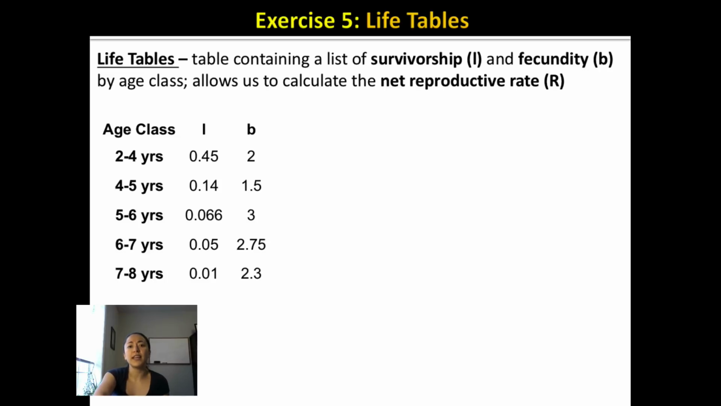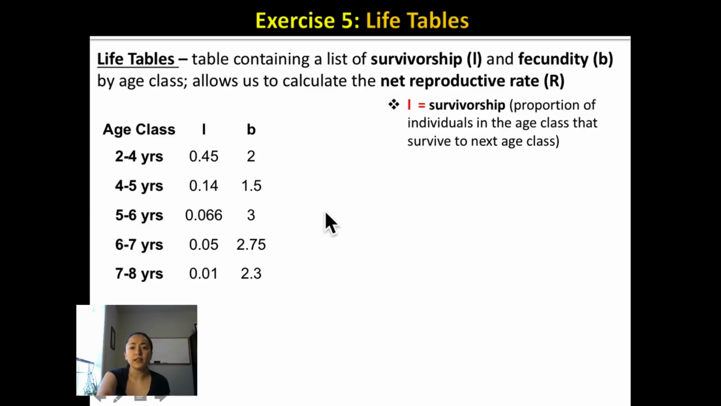A life table contains a list of survivorship, represented by L, and fecundity, represented by B, by age class. And it also allows us to calculate a net reproductive rate, and we use this net reproductive rate to tell us if a population is growing, stable, or declining. So here is your typical life table shown in this table below. And remember, L represents the survivorship. So this is telling me the proportion of individuals in that age class that survive to the next age class.